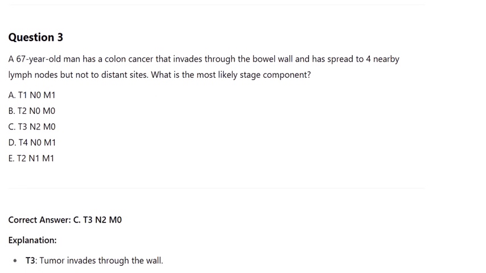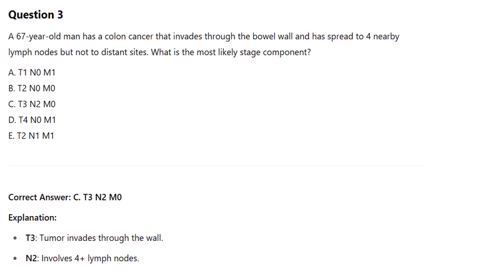Question 3. A 67-year-old man has a colon cancer that invades through the bowel wall and has spread to 4 nearby lymph nodes, but not to distant sites. What is the most likely stage component? A. T1-N0-M1. B. T2-N0-M0. C. T3-N2-M0. D. T4-M1. E. T2-N1-M1. Correct answer C. T3-N2-M0.